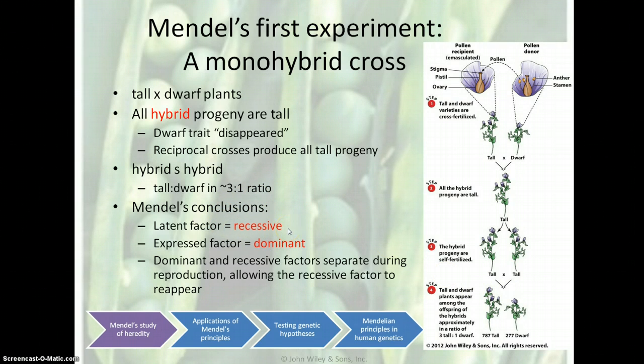And then he concluded that there was an expressed factor, which he called dominant. In this case it was the tall trait. And the other thing that he realized was that the dominant and recessive factors separated during reproduction, allowing that recessive factor to reappear in the next generation. Now we'll talk a little bit more about that as we continue onward.